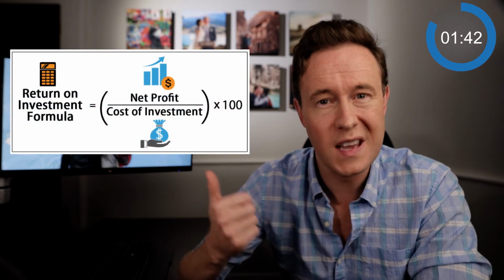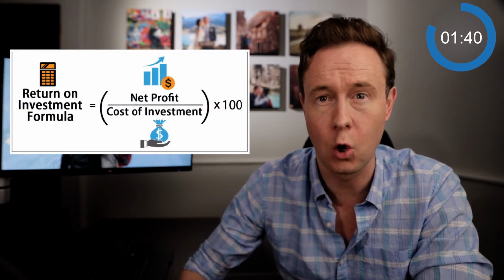Now, here's the fancy formula for actually calculating ROI. So to get ROI, you simply take what you sold something for minus what you bought it for, then divide it by what you bought it for. Now, let's give you sort of a real life example.